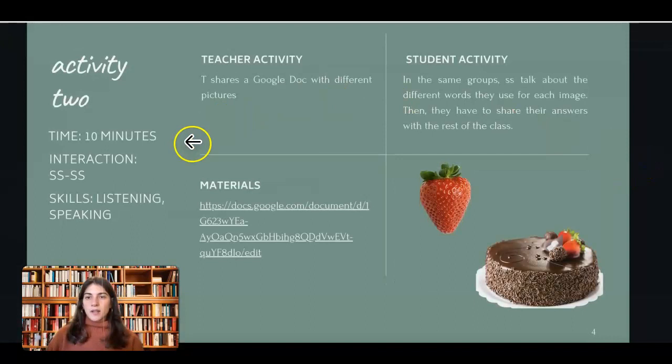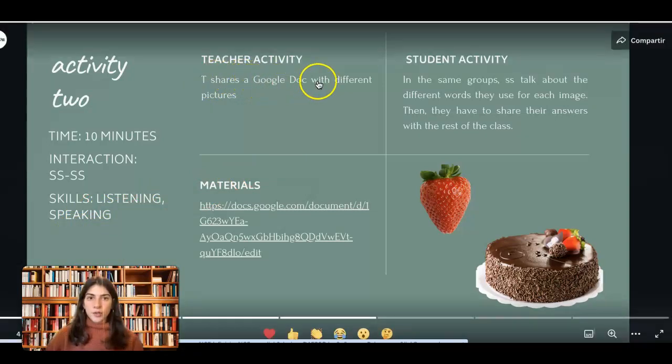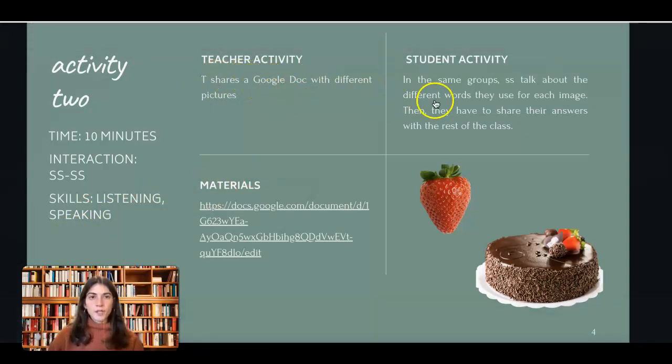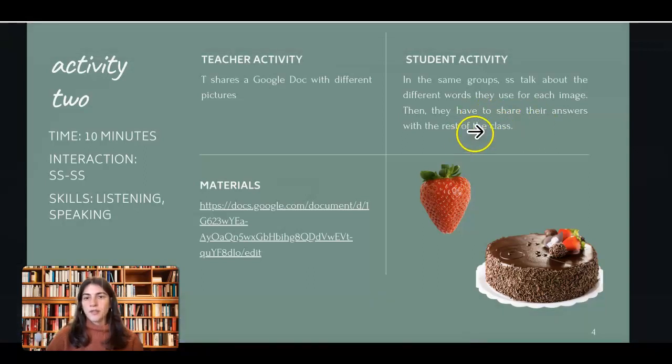Second activity, it's also within the topic of dialectal variation, language variation. It will last 10 minutes as well, and the interaction will be student-student, and they will practice listening and speaking skills. So the teacher will share a Google Doc with different pictures, and in the same groups, students will talk about the different words they use for each image. Then they will have to share the answer with the rest of the class.